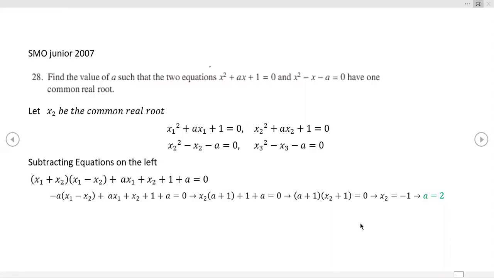Everybody, coming to you with another fun problem from the Singapore Mathematical Olympiads, SMO. That's the junior section back in 2007. Now this is a strange problem. I almost gave up on this thing, but it says find the value of A such that the two equations, these are two quadratic expressions here, have one common real root. One common real root. All right, so we want to avoid complex solutions here.